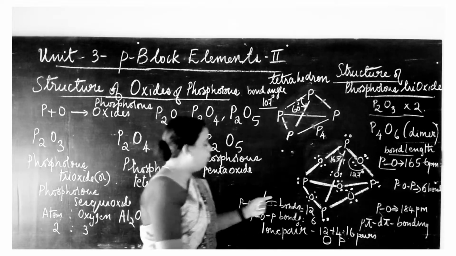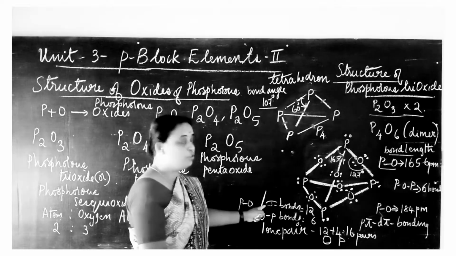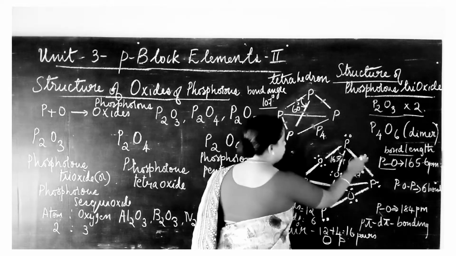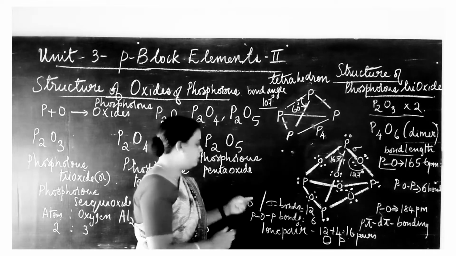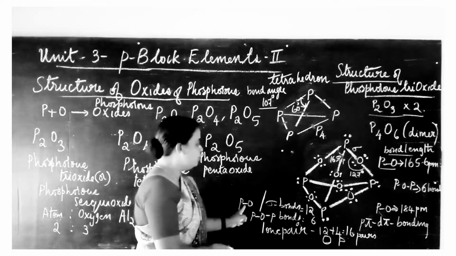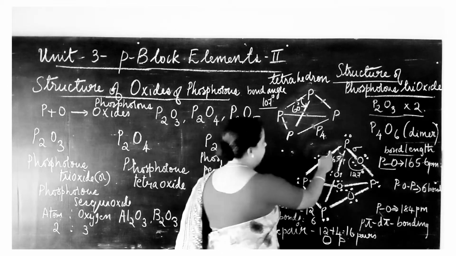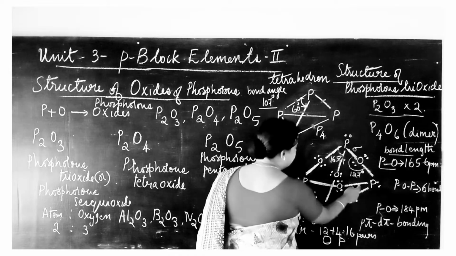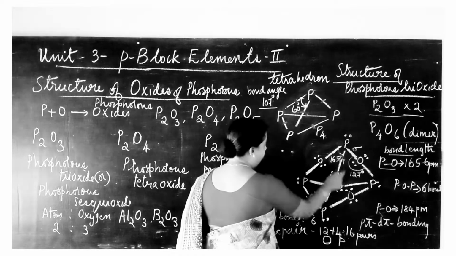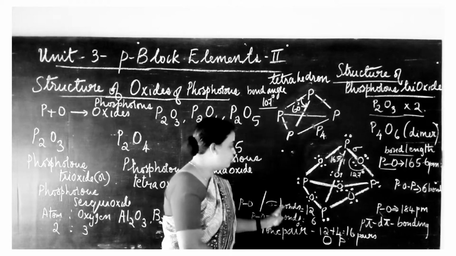Now when we look into the structure, how many PO bonds or sigma bonds? This phosphorus oxygen bond can also be called a sigma bond, or simply PO bond. So how many bonds are there? 12 bonds. You can just count here: 1, 2, 3, 4, 5, 6, 7, 8, 9, 10, 11, 12. So the PO bonds or sigma bonds are 12.